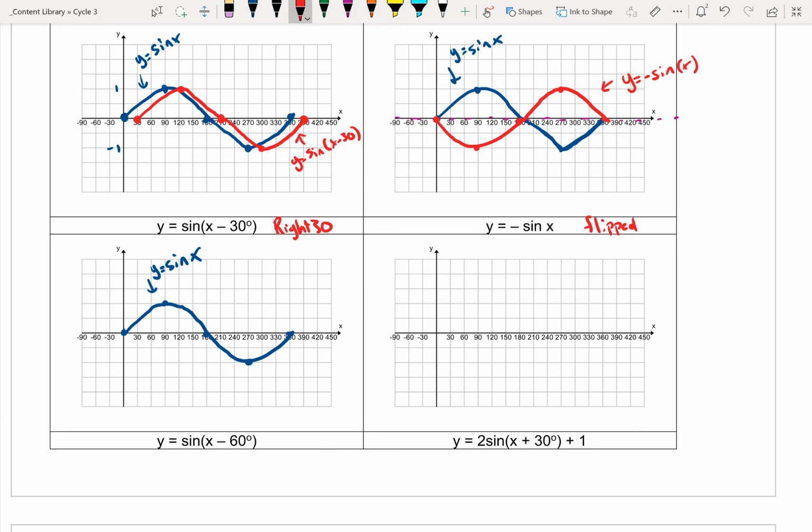Again, looking at the equation, the only thing I see is this minus 60 degrees. So again, that means I have to move right 60. So all of these points are going to be shifted to the right 60 degrees, or basically, in this case, 2 spots. And I'm just going to connect the dots. And that is my transformation.